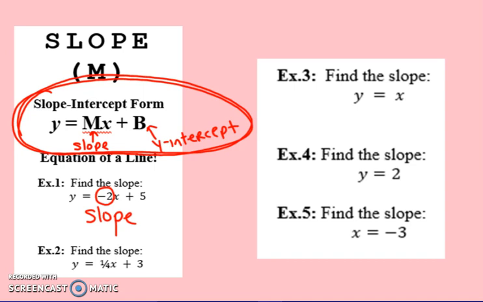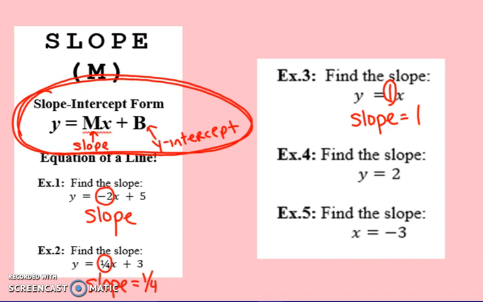If I look at example number 2, I need the coefficient of x again. If I look, 1/4 is the coefficient. So my slope equals 1/4. Now, if I look at example number 3, I only have y equals x. There is no coefficient. But remember, in class, we've said it time and time again, you can always put a 1 there if there is not a coefficient. So in this case, my slope equals +1. We cannot say 0 just because there is not a number there. Make sure it is +1.